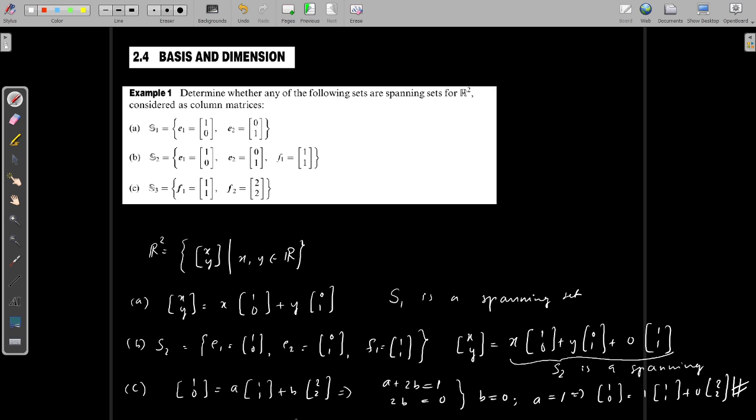Okay, so we cannot get a and b such that (1, 0) equals a times this plus b times this. This shows that (1, 0) cannot be written as a linear combination of these two vectors. So we say that this S3 is not a spanning set. Okay, so S3 is not a spanning set. So these are the examples.